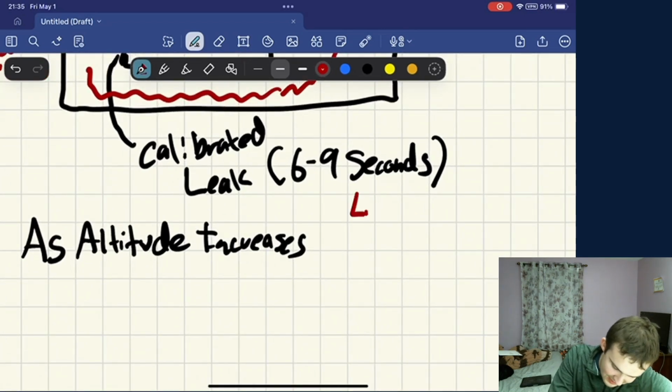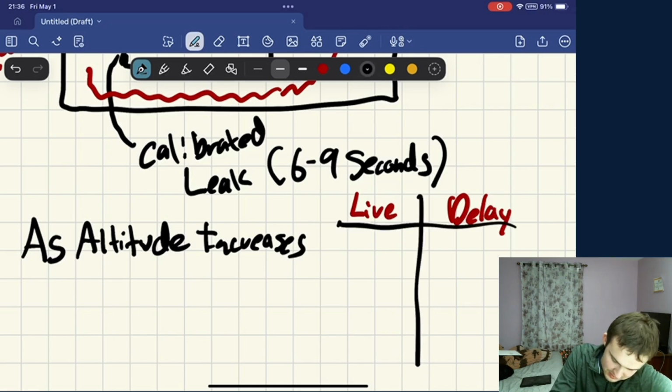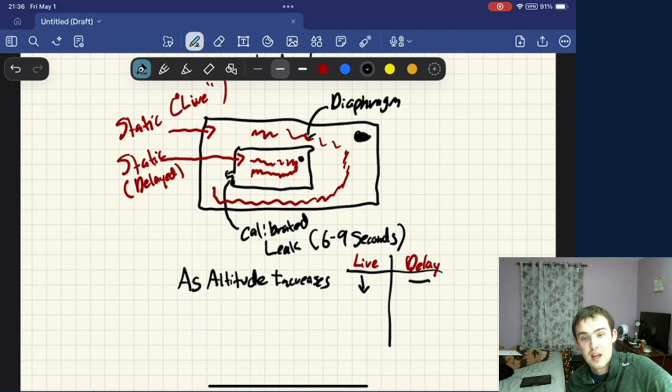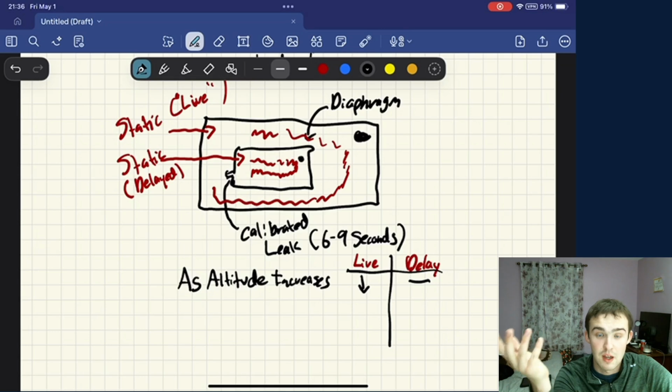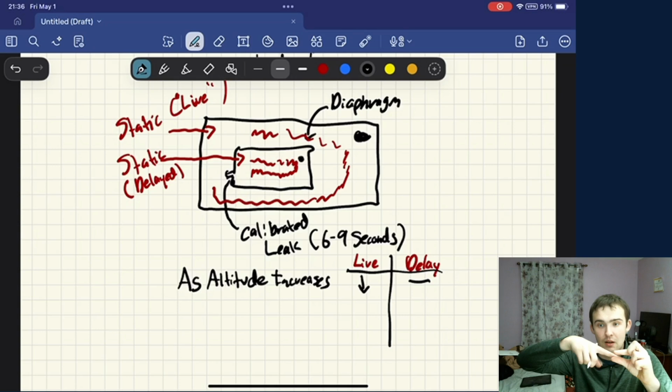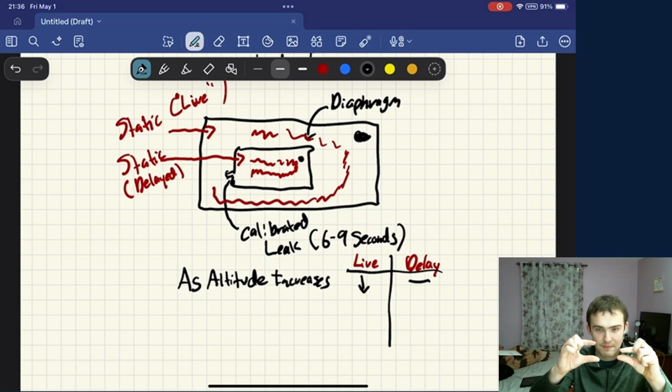And I'm going to use those same terms of live and delayed, because I think that's kind of a good way to explain it. The live pressure is going to decrease, and the delayed pressure is going to stay the same. And what we said is that live pressure being lower is going to cause the delayed pressure to expand, because it's going to be a higher pressure. It's going to show that we're on a climb. So the live pressure is going to be lower as we're climbing. The delayed pressure is going to be relatively greater than the lower pressure on the outside. And that's then going to cause the diaphragm to expand, showing that we're at a climb.